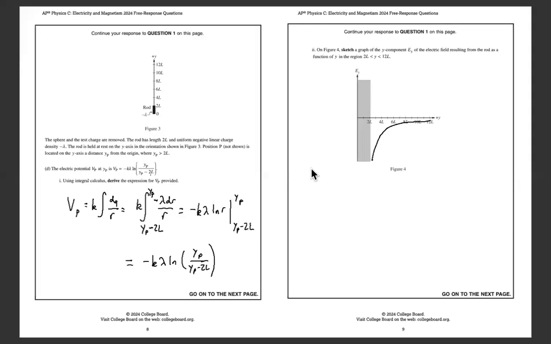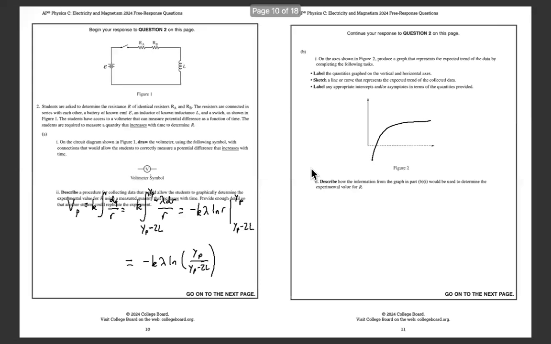Yeah, there we go. All right. Okay, it's going to be like a 1 over r squared relationship, essentially. So, okay. All right, move on to the circuit question. Wow, we solved that one actually pretty quickly.